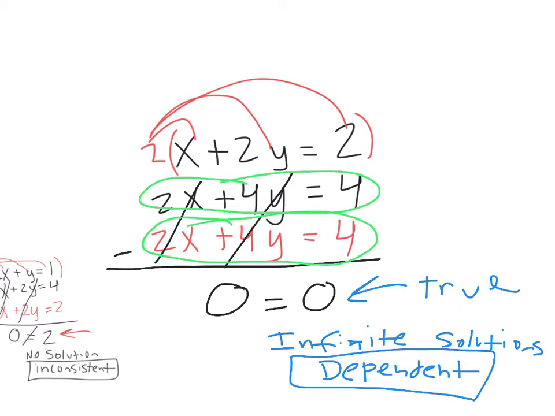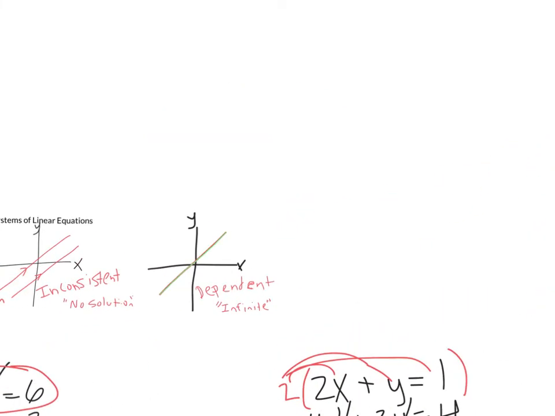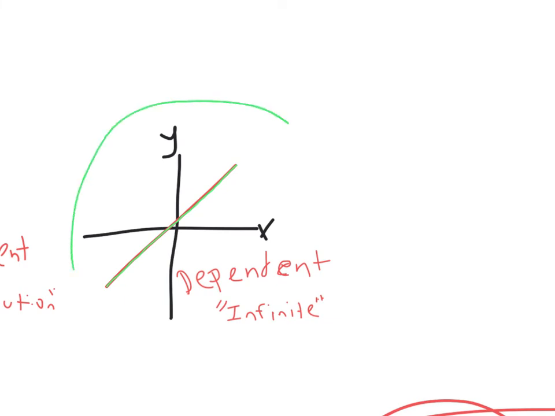Right? That's why they canceled out to a true statement at the end. It doesn't matter what you put in for x and what you put in for y. You're always going to get the equation to be true. And we know that that is the case because we ended with a true statement. These two equations being the exact same equation, that is this scenario, right?